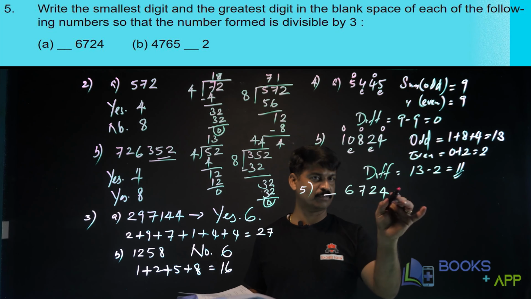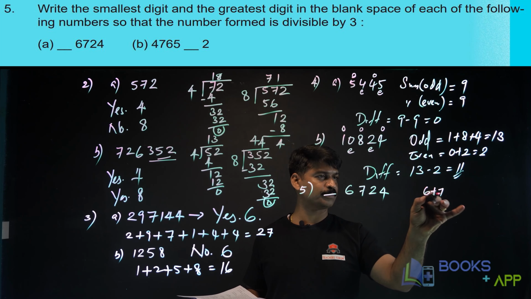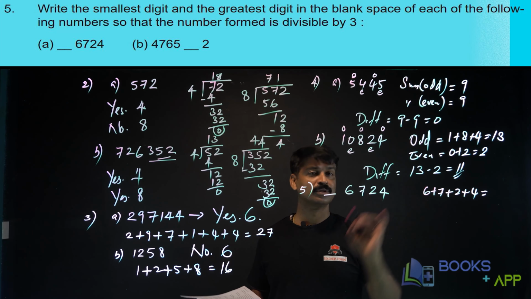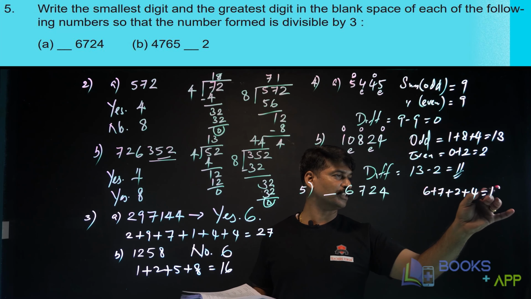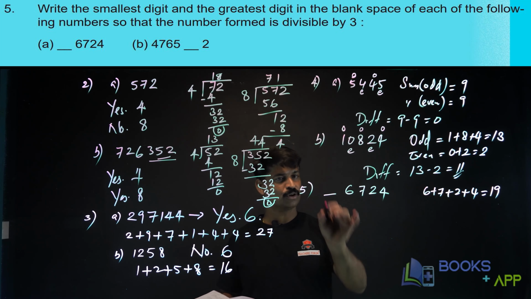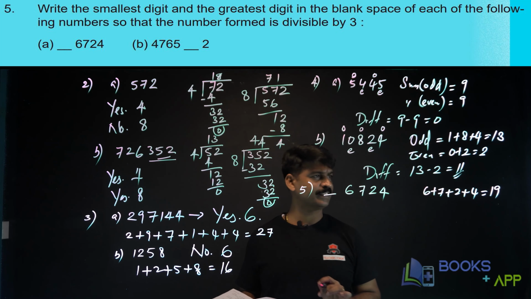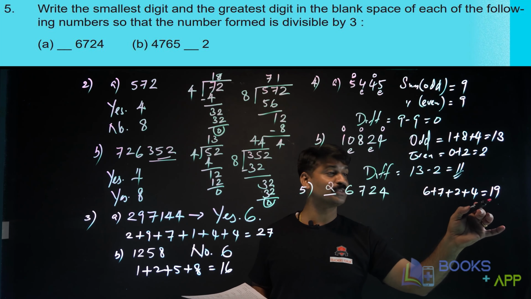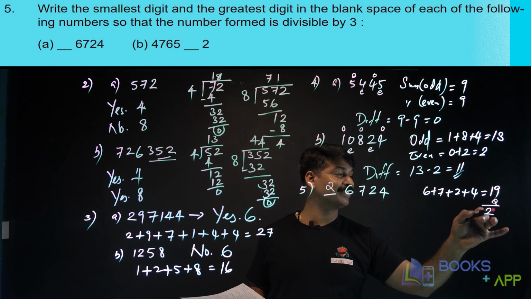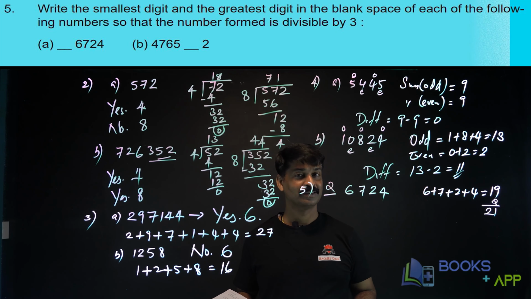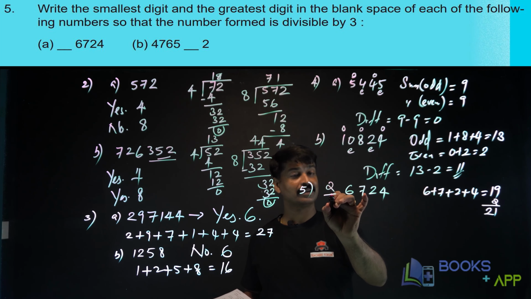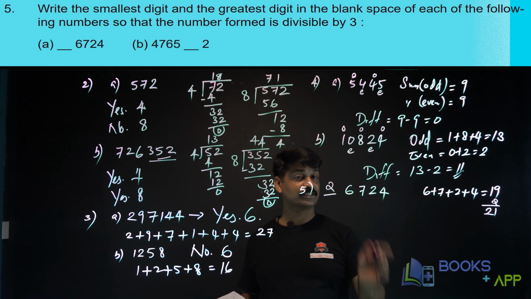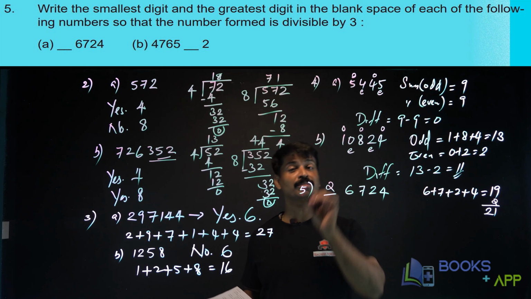Let us add the digits that are given here. What will you get? 6 plus 7 plus 2 plus 4. Sum is 6 plus 7, 13, plus 2, 15, plus 4, 19. The sum is 19. So the minimum number you have to add here is 2. Because when you add 2, it becomes 21. 21 is divisible by 3, isn't it? So the minimum number that you have to add here so that the given number is divisible by 3 is 2. Now what is the maximum number you can add here?